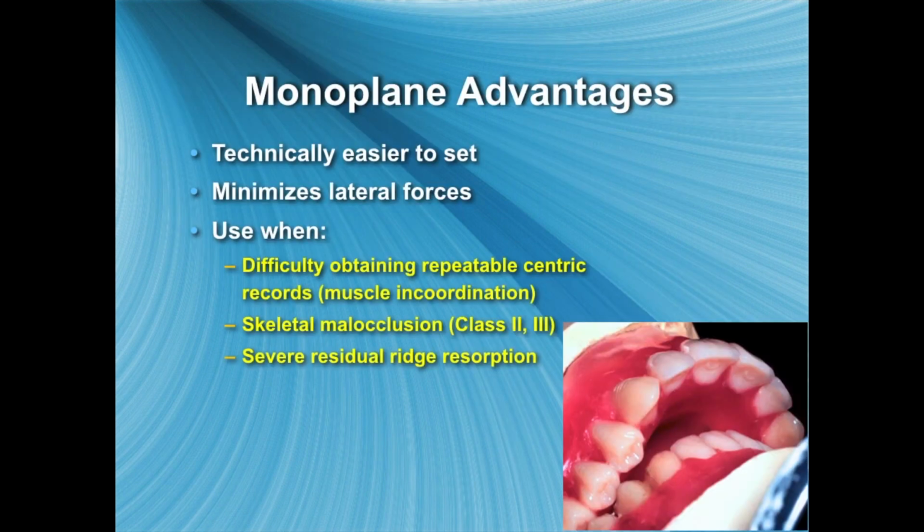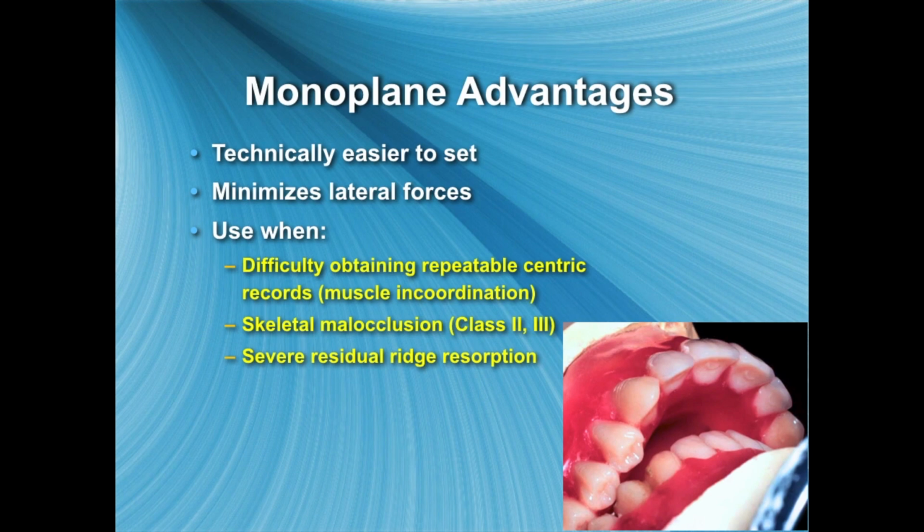There are a number of advantages of using a monoplane occlusion, and some cases where we actually prefer to use a monoplane occlusion. Technically, this type of occlusion is easier to set, and it does minimize lateral forces. If we have difficulty obtaining a repeatable centric record, setting up a cusp to fossa relationship becomes very difficult. If the patient has muscle incoordination, we may also find that it's difficult to repeat centric records. In this case, having teeth with no cusp makes it easier to set up the occlusion in case we make an error in selecting the proper centric position.